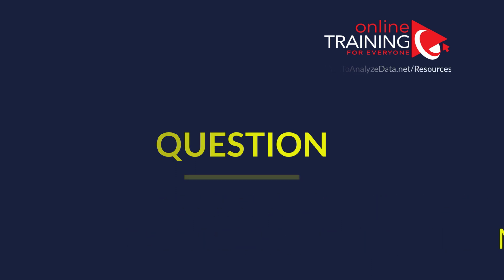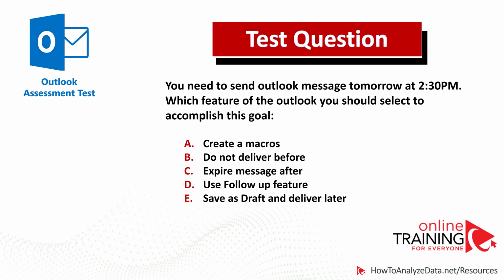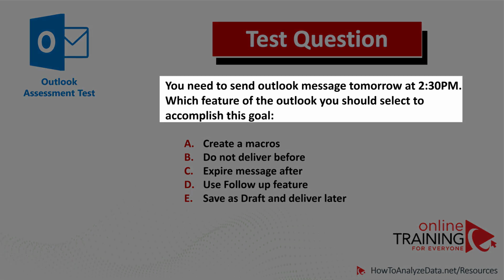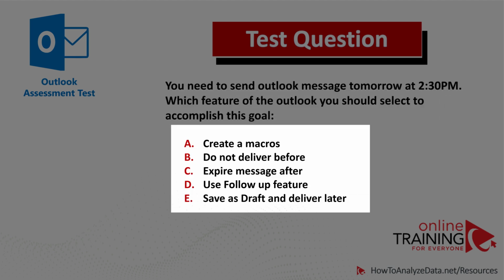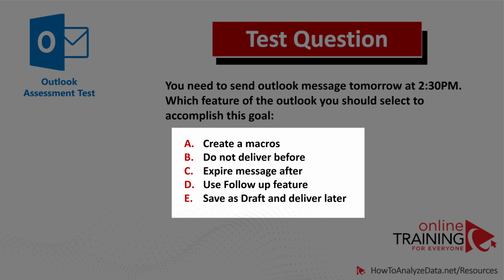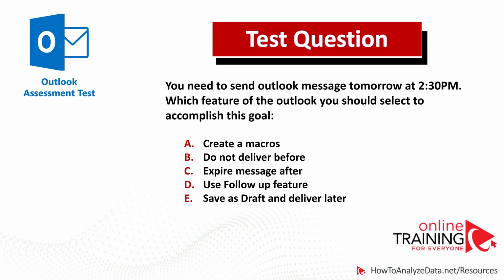Let's look at the tricky question, which tests your knowledge of Outlook features. You need to send an Outlook email message tomorrow at 2:30 p.m. Which feature of Outlook should you select to accomplish this goal? And you have 5 different choices. Create a macro. Do not deliver before. Expire message after. Use follow-up feature. Save as draft and deliver later. Do you think you know the answer? Let's see if we can get to the correct answer together.